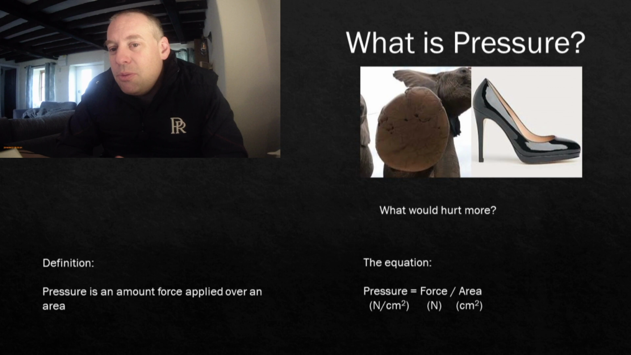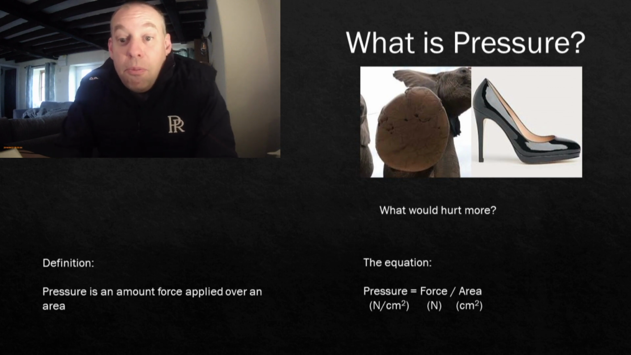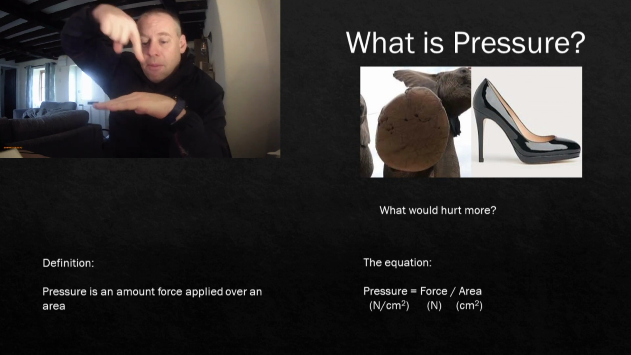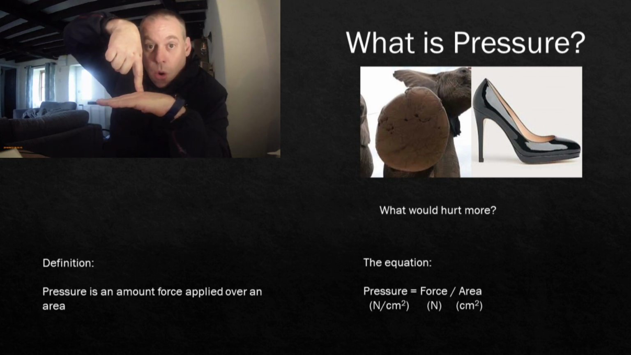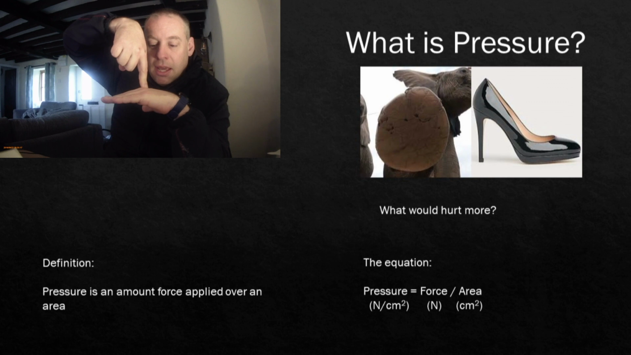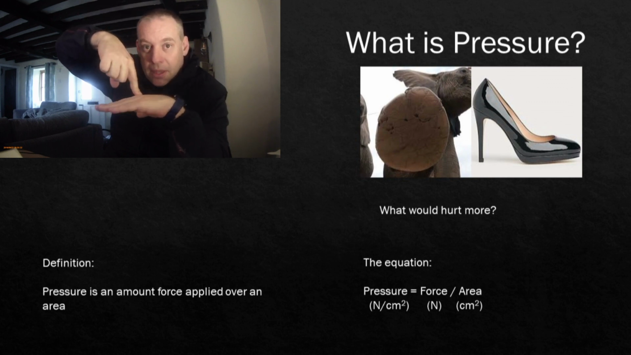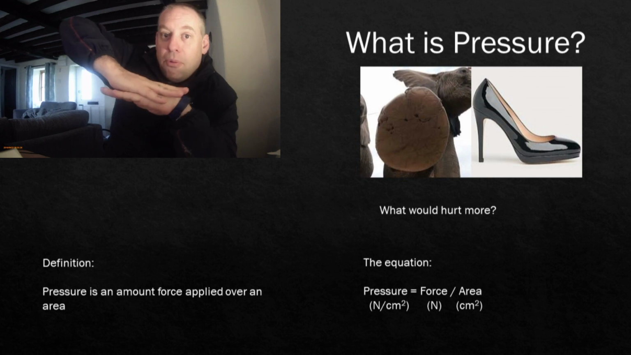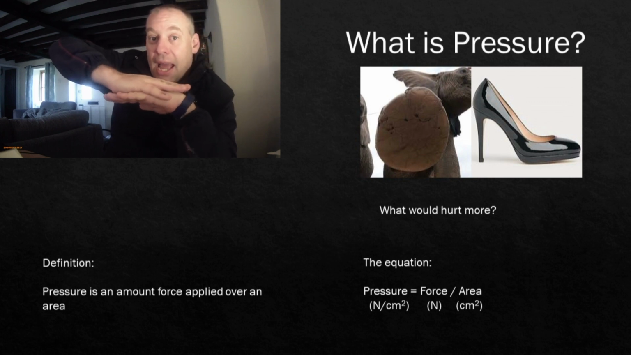So to understand this, we need to first of all look at the definition for pressure. And the definition for pressure is that pressure is an amount of force applied over an area. So, a little simple example, if I push down on my hand with my finger, all the force that I'm pushing down with is spread out over the tip of my finger and it's concentrated in that area. If I put my palm down and push down, then the pressure is different. The force that I'm pushing down with is spread out over a bigger area. So the pressure put on my hand is different.